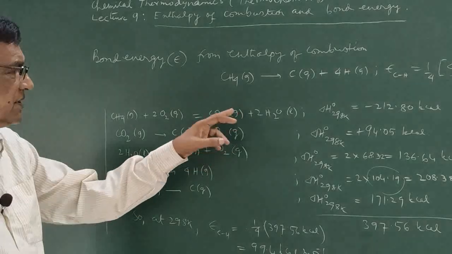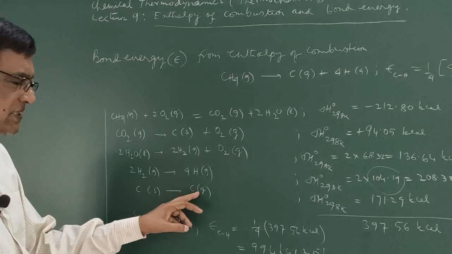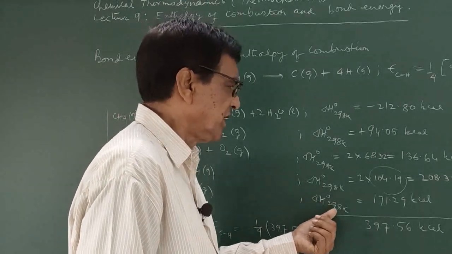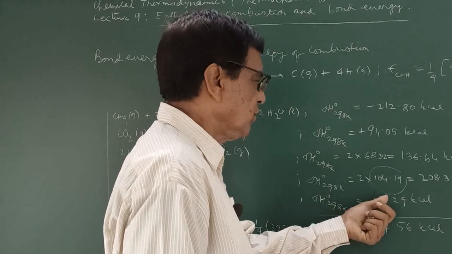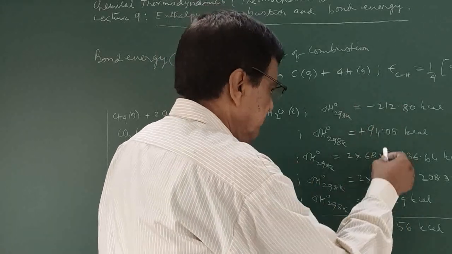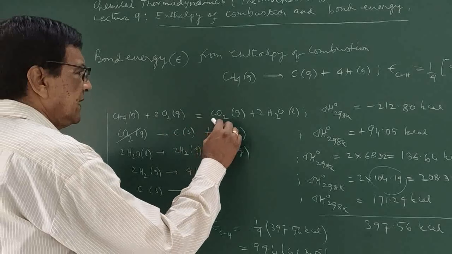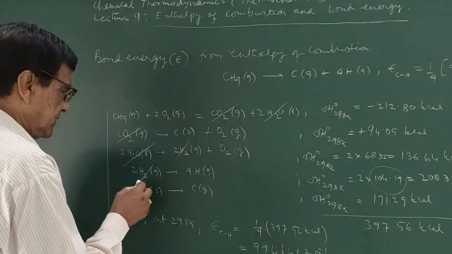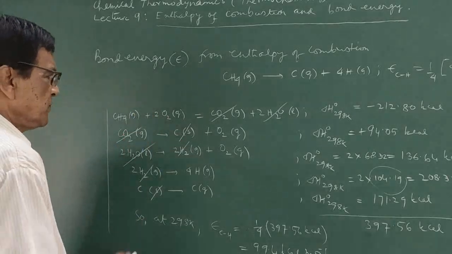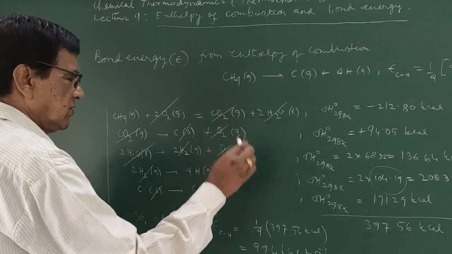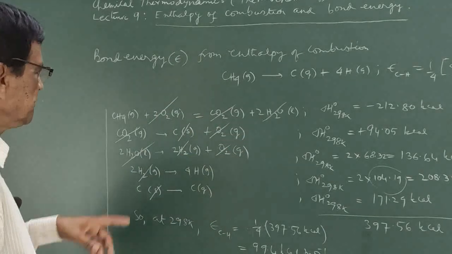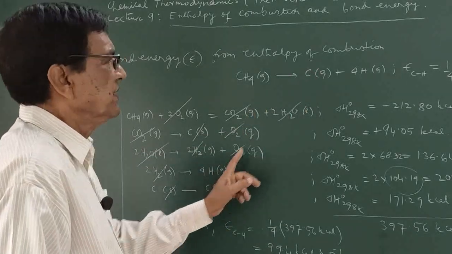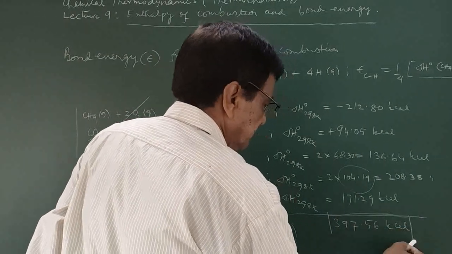And the carbon solid is to be converted into gas, and this is the process of sublimation. The standard enthalpy change at 298 Kelvin is also equal to 171.29 kilocalorie. If you sum up all these values, then you can see carbon dioxide cancels, water cancels, hydrogen cancels, carbon and carbon solid cancel, and the oxygens all cancel, leaving the residue as CH4 gas going to C gas and 4H gas.